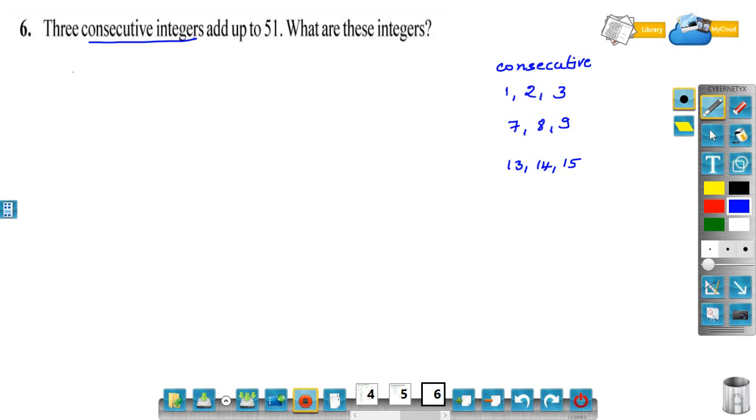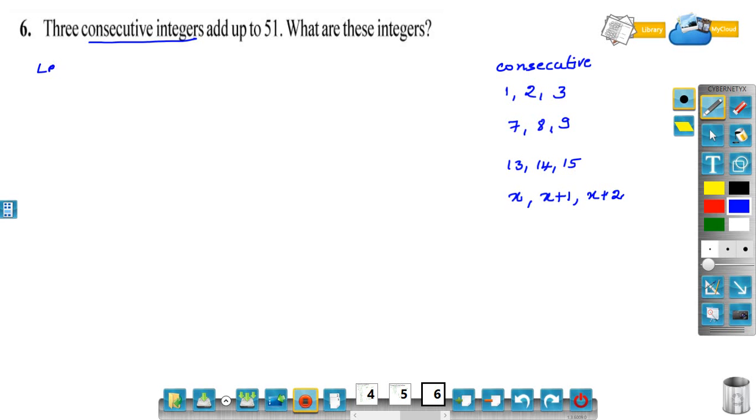Now see, if I take one integer as x, how to get the next integer? See, first integer is 13 means next integer is 1 more than 13 and third integer is 2 more than 13. So first integer is x means next integer is x plus 1 and the next integer is x plus 2.